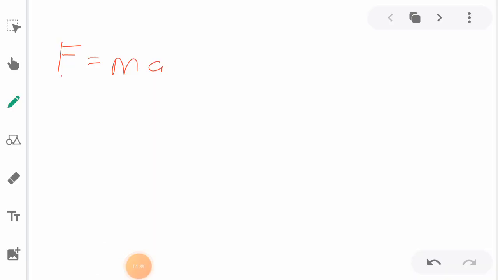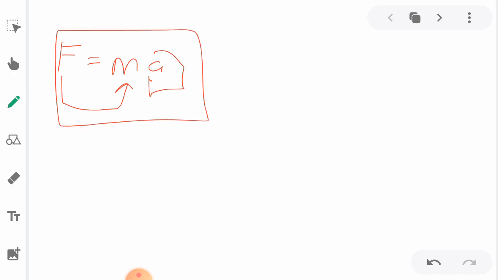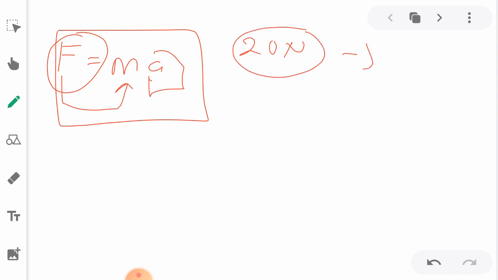Therefore, when a force acts on the mass of an object, there is a gain in the acceleration of an object. This is what we call Newton's first law of motion. So Newton's first law of motion states that the force is in direct proportion to the acceleration of an object and direct proportion to the mass of an object. So for example, let's say a force of 20 newtons is acting on a mass of 40 kg. What is the acceleration?